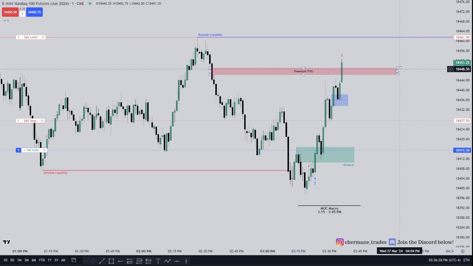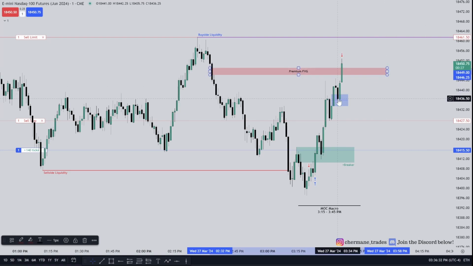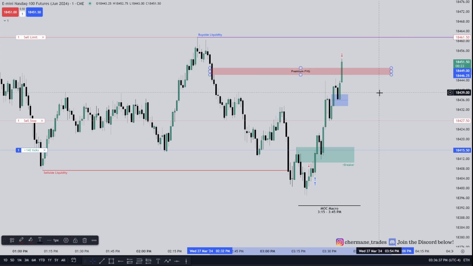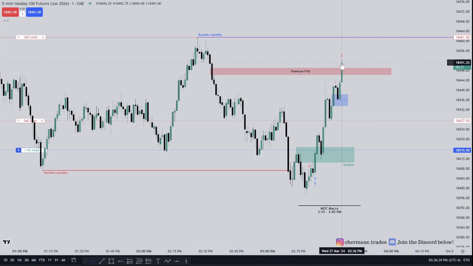If we close above this fair value gap that we use as a target, my stop loss is going to go right here because I would want this fair value gap to be treated as an inversion level, meaning I want to see it act as support if we close above it. And if that's the case, my stop loss will be right here, which is underneath these two down close candles, which is a bullish order block. So I'm watching to see how this candle closes.